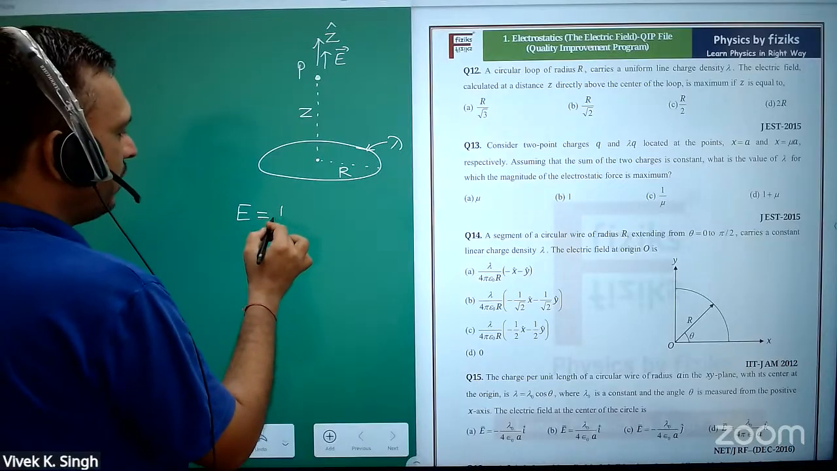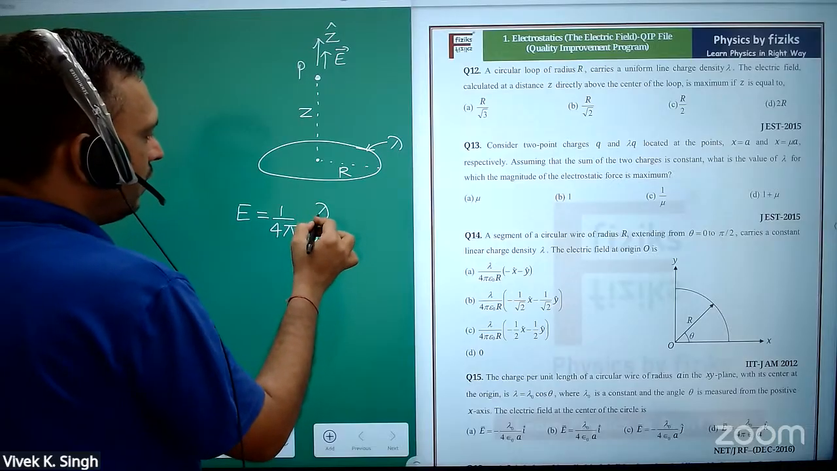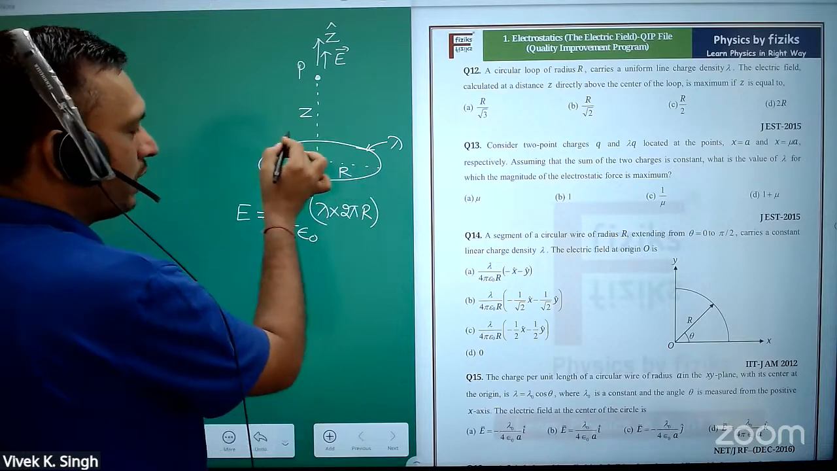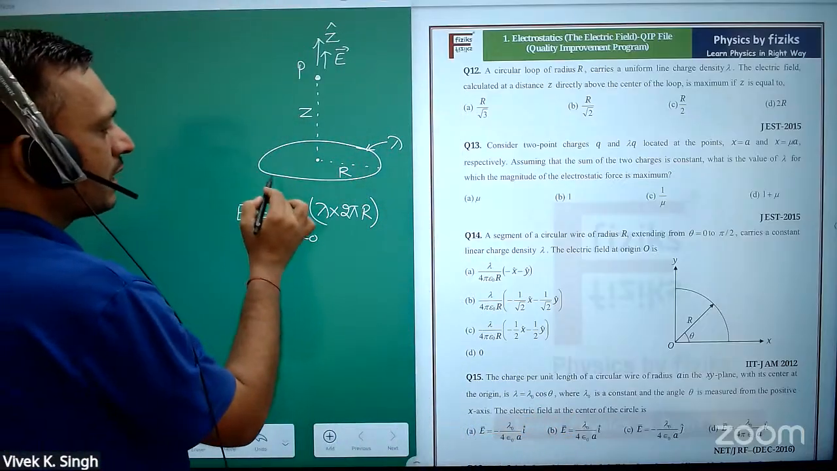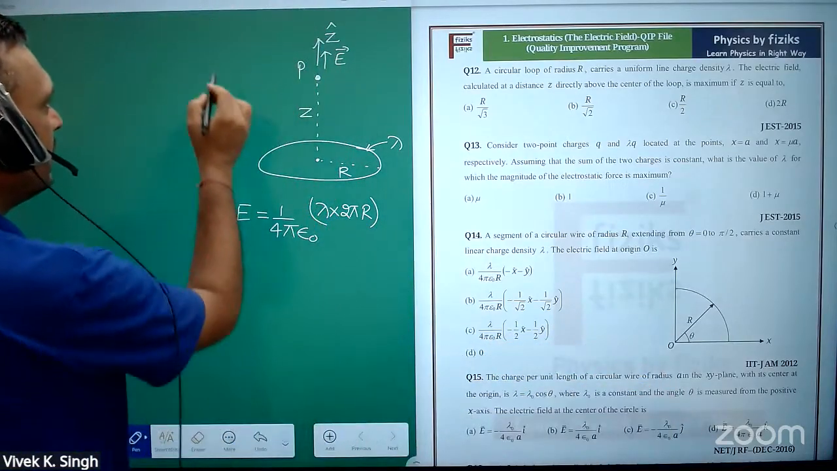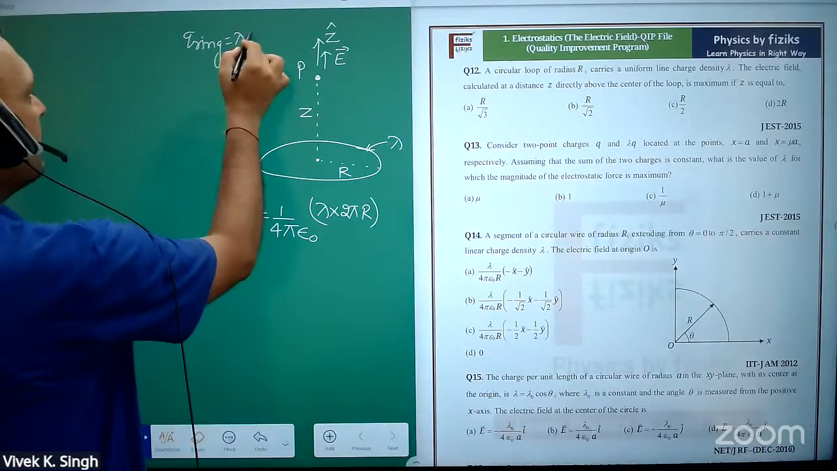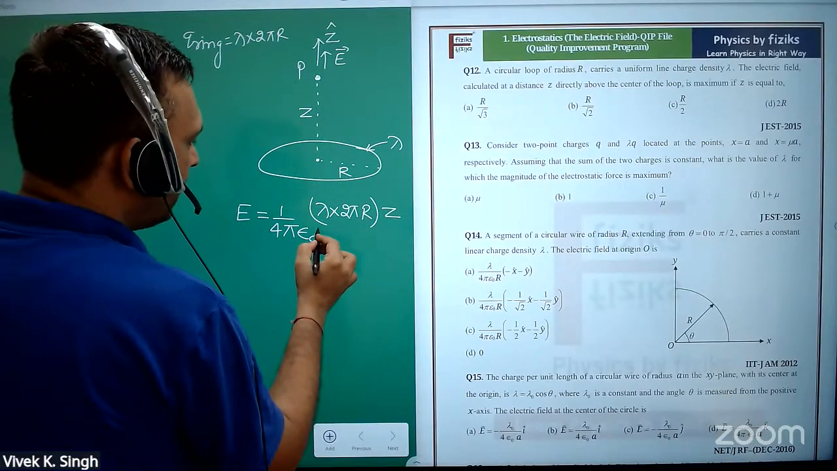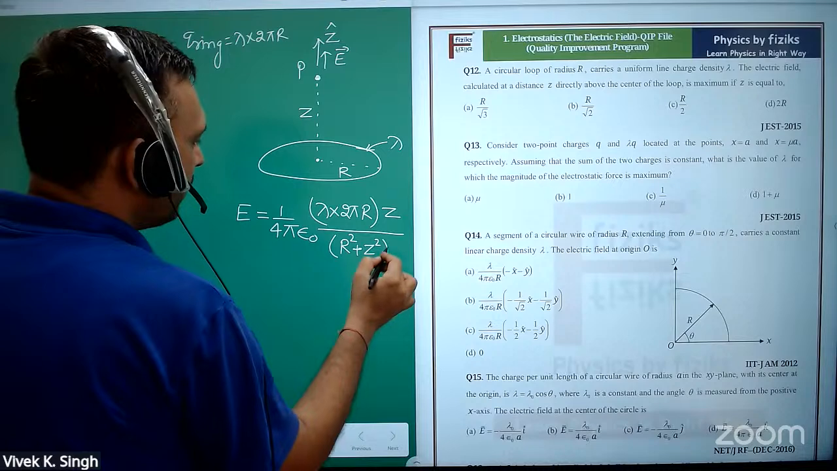That will be given by 1 by 4 pi epsilon naught, lambda into 2 pi r. This lambda into 2 pi r is the total charge over this ring, because lambda is charge per unit length, so if you multiply it with the circumference, this will be the total charge. Sometimes they may give you the total charge on the ring, Q ring, the total charge over the ring. That is lambda into 2 pi r, into z by r square plus z square power 3 by 2.